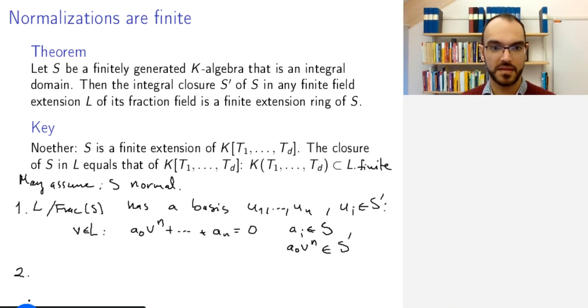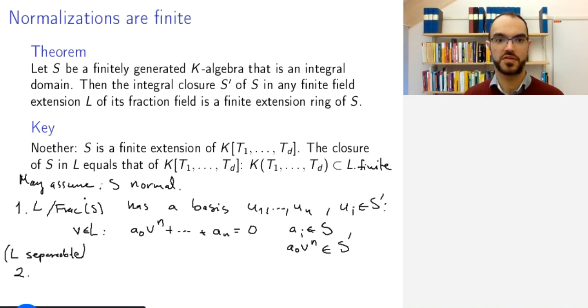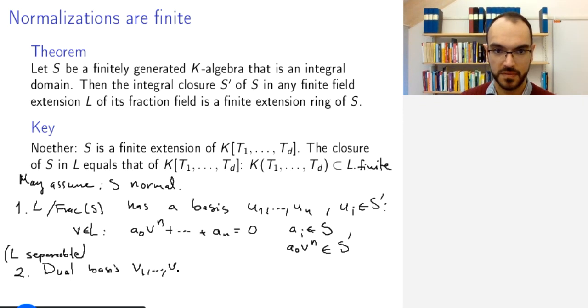The second thing that I show requires the assumption that L is separable, which we do not assume for the theorem, but I will say something about that very little later. So what I do is that I know that this basis has a dual basis, V1 to Vn, that I can also tweak to be in S prime.